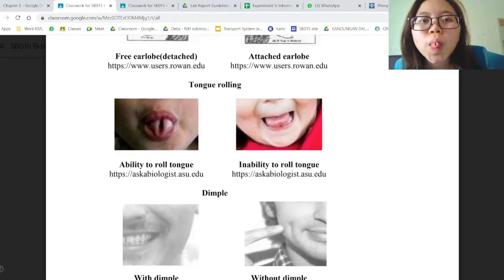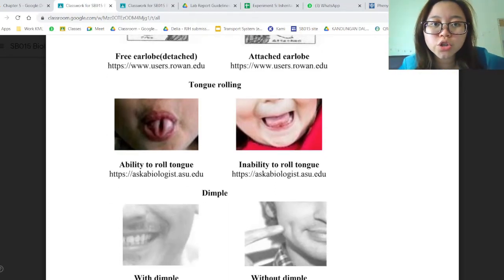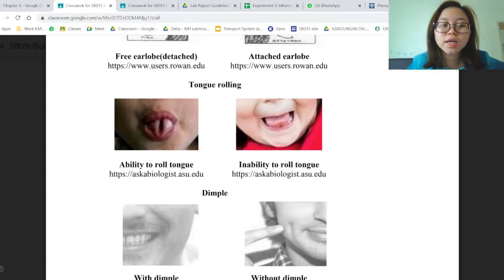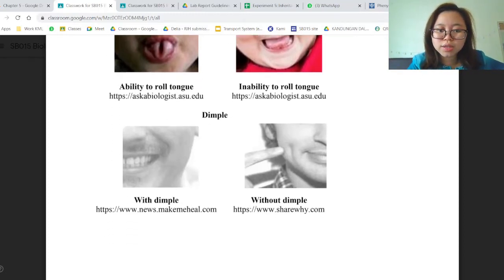Tongue rolling. Can you make your tongue into a U or a W shape? If yes, then you have the ability to roll tongue. If you don't, you have the inability to roll tongue.